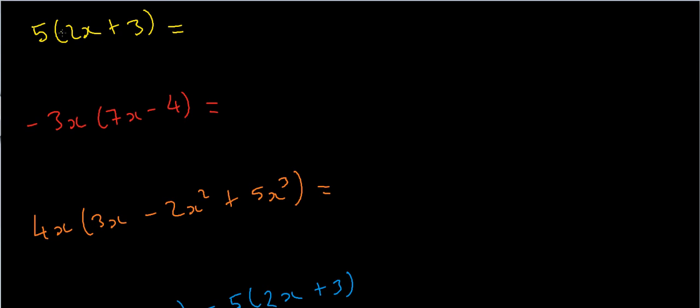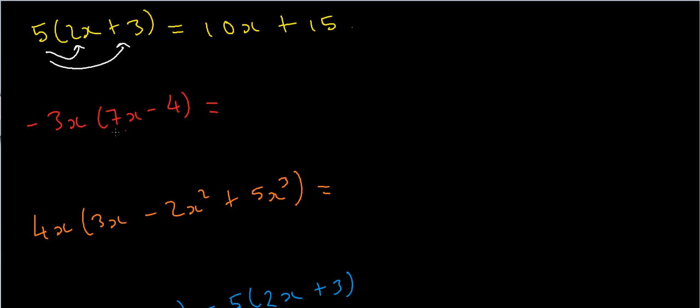So what this means is we've got 5 lots of 2x plus 3, and all we do is we distribute the 5 across each of these terms inside the brackets. So here's what we do. We take the 5 and we multiply that by the 2x term, and then we add that to 5 times the plus 3 term. So when we do this, here's what we get. We have 5 times 2x, which is 10x, because 5 times 2 is 10, and 5 times 3 is 15. That's simple enough. Let's try the next example.